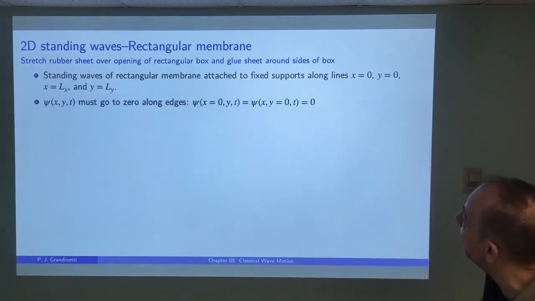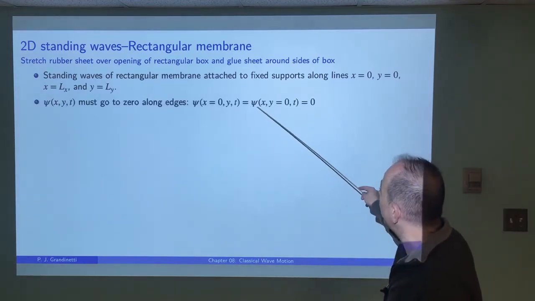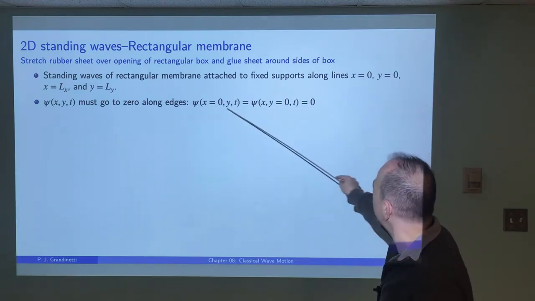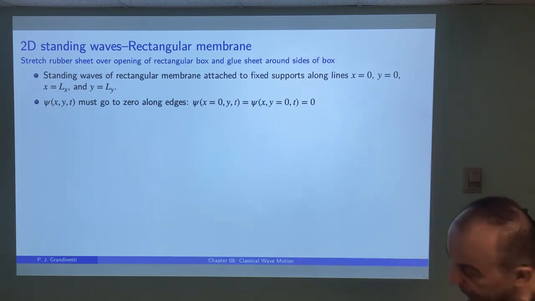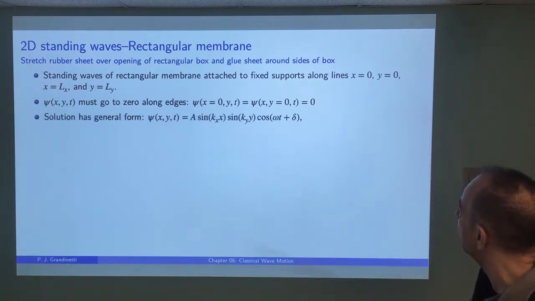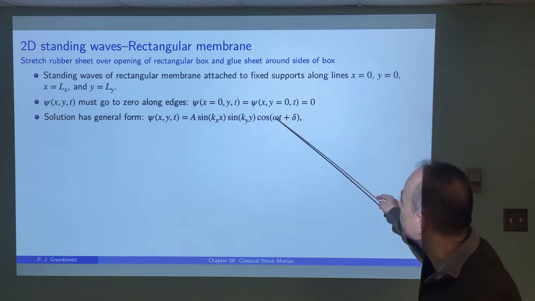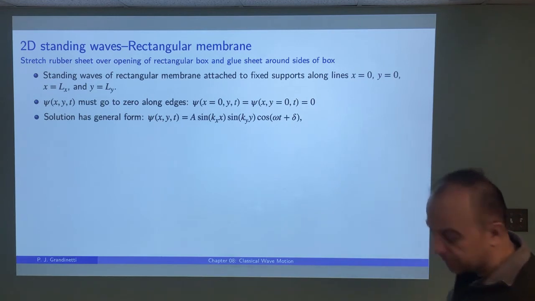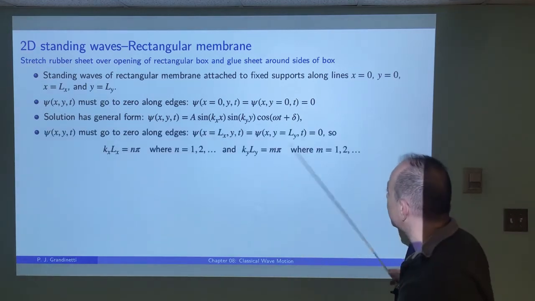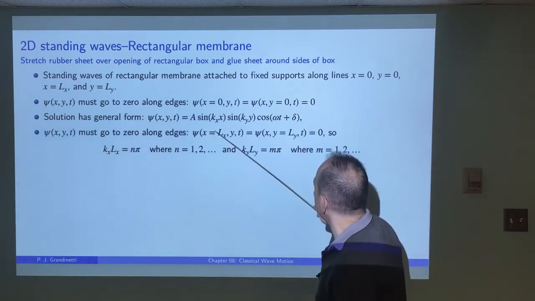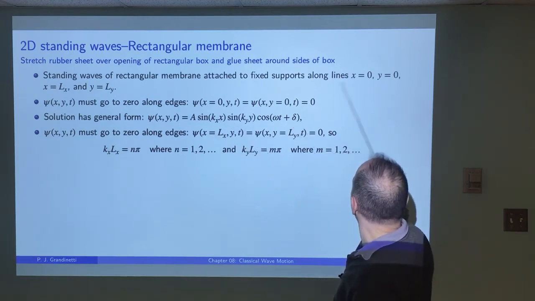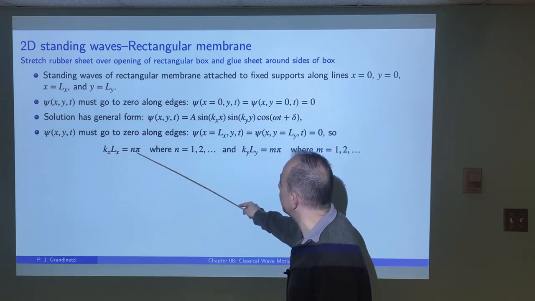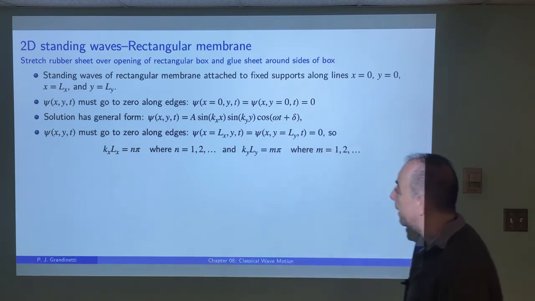Those are our boundary conditions. We know that the wave function has to go to 0 along the edges. So for these two edges, we know the wave function has to be 0. And similarly, we're going to know on the other edges as well. So first of all, just by doing this, we know that our solution can be simplified to this form. And then when we put in the other boundary condition, we find that in order to make this true, to go to 0 at these 2 points, we have to set kx Lx equal to n times pi, where n is some integer.